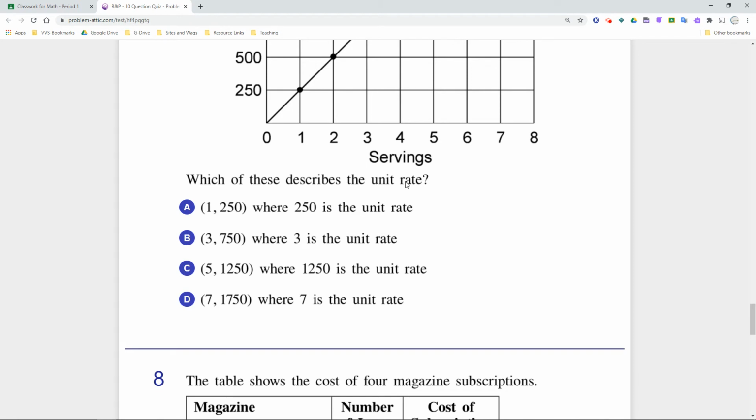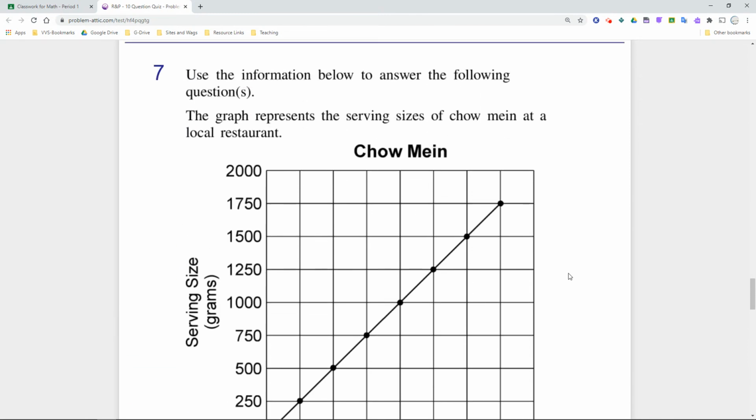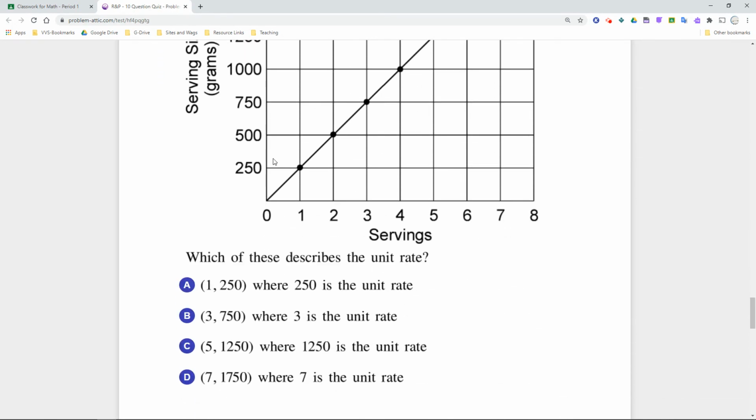Which of these describes the unit rate? Is it A, 1 to 250, where 250 is the unit rate? B, 3 to 750, where 3 is the unit rate? Choice C, 5 to 1,250, where 1,250 is the unit rate? Or D, 7 to 1,750, where 7 is the unit rate? Remember what we're looking for. The graph represents the serving size of chow mein in the local restaurant. Which of these is the unit rate?